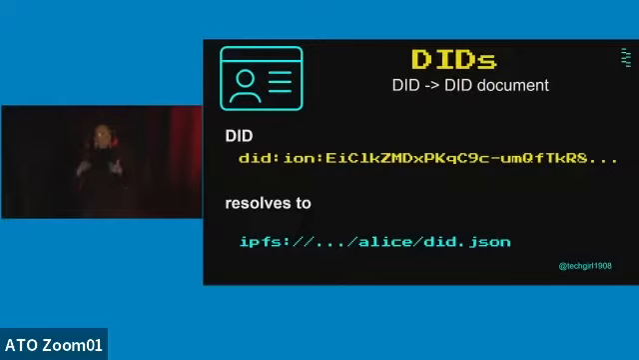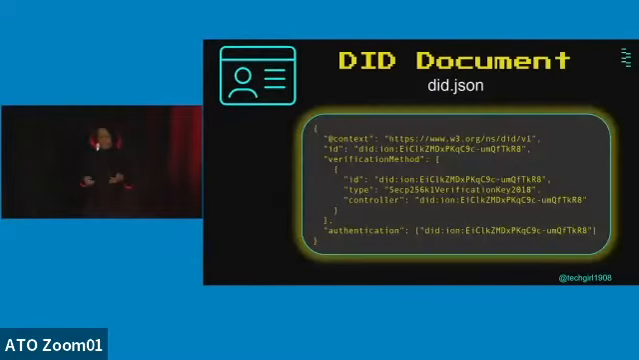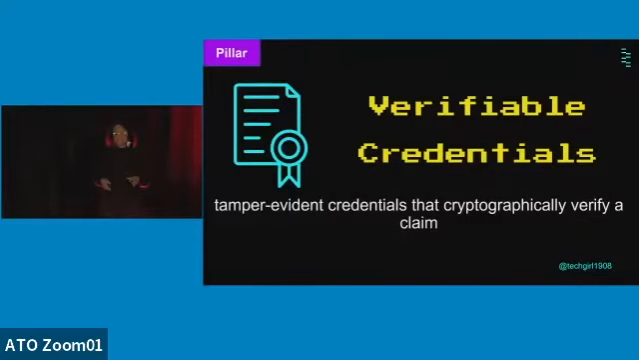Okay? The DID document is typically stored on a decentralized storage system such as IPFS. So you can think of this as like a key-value pair where the DID is the key, the document is the value. The document is a JSON file, and it contains information on how to interact with a DID subject. So it'll have things like the DID subject's public keys, as well as authentication and verification methods. All right? So that covers decentralized identifiers.